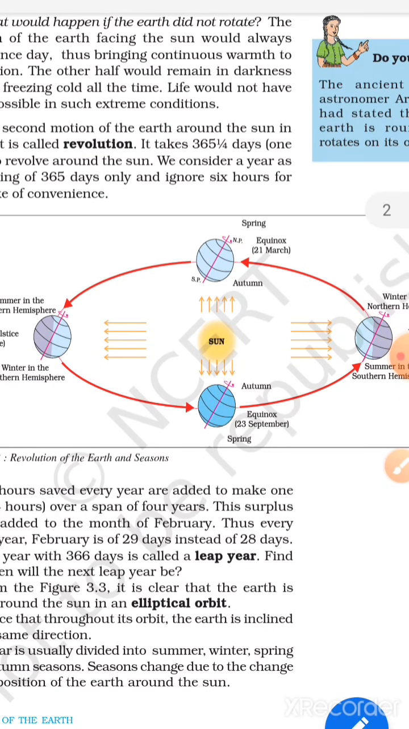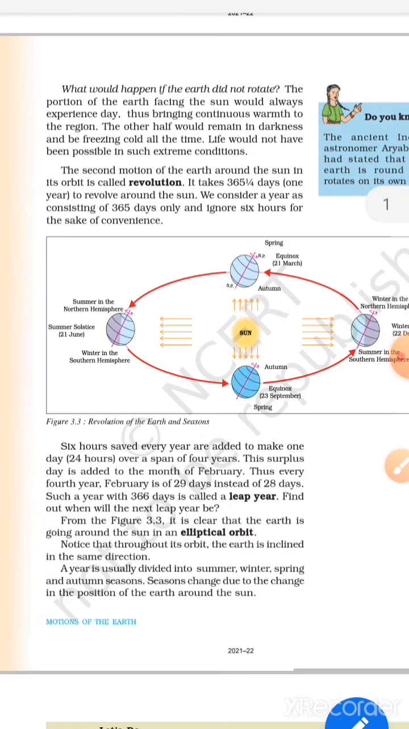Okay, so from this we come to know that the day and night that we experience change due to the rotation of the earth, and the changes in the season happen due to the revolution of the earth.